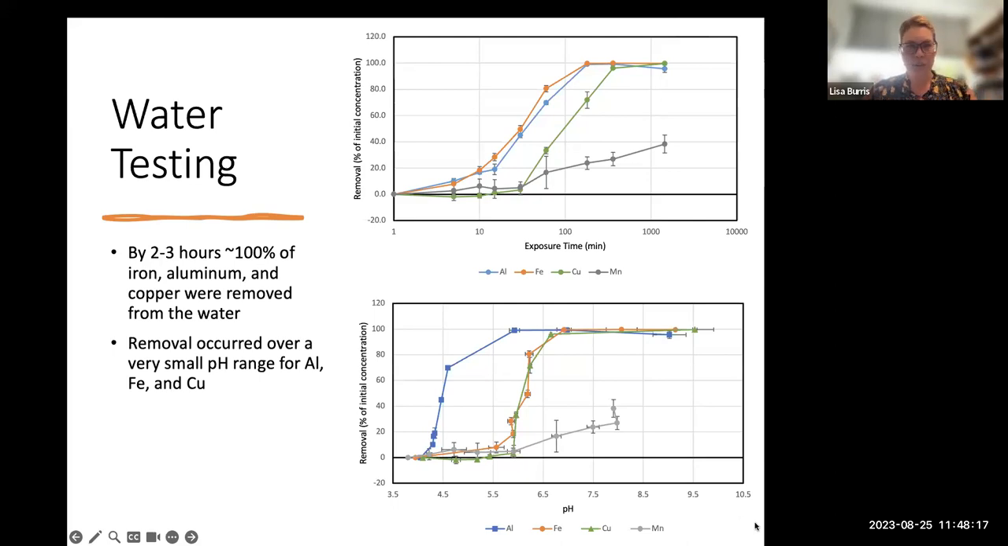So what we learned overall from this is that we can really effectively remove metals that have acidic precipitation levels. And we still are somewhat successful in removing the manganese that doesn't respond to kind of a neutral pH range, but at a lower rate.